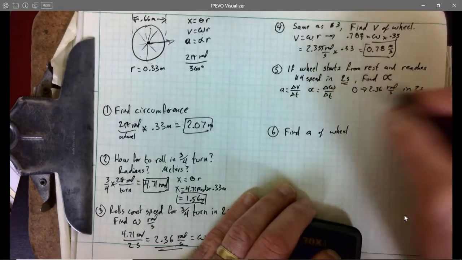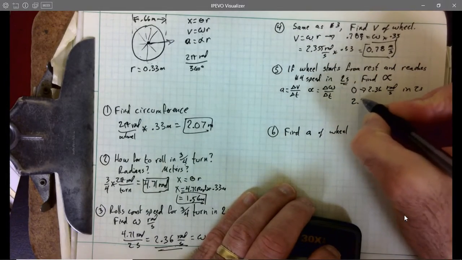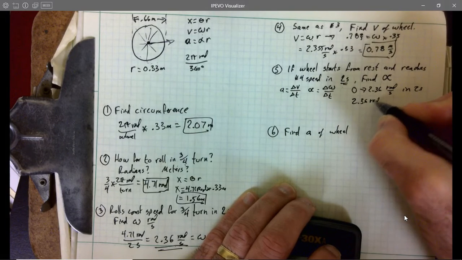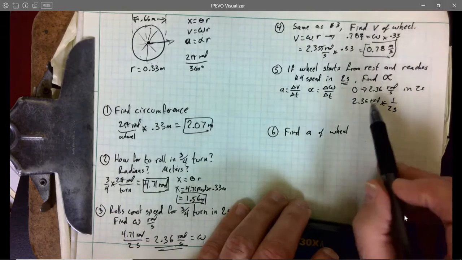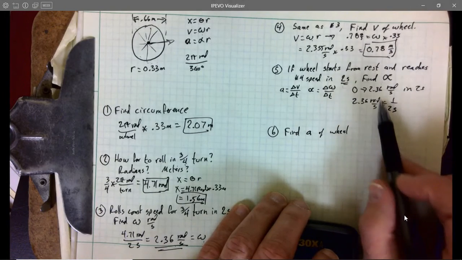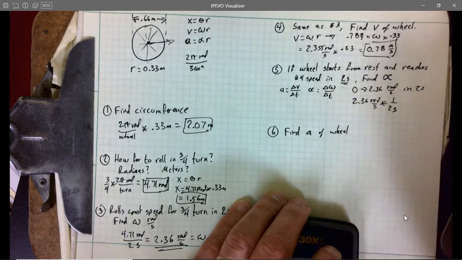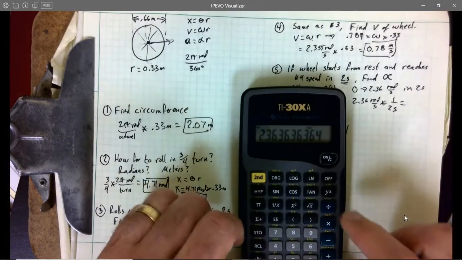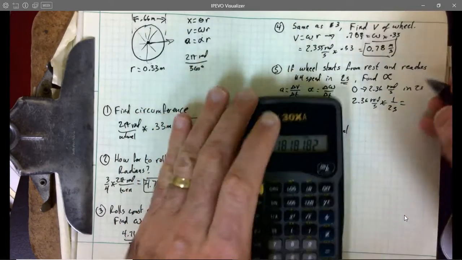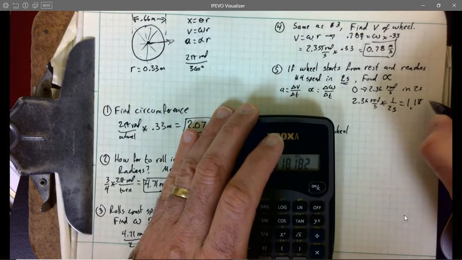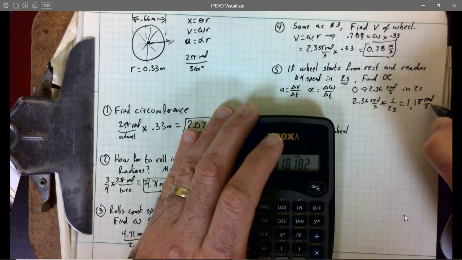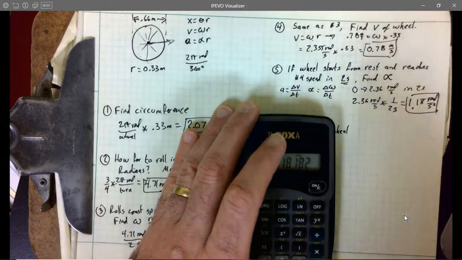So we will say 2.36 radians per second times 1 over 2 seconds. So the change in angular velocity divided by the change in time, and this comes out to be 1.18 radians per second squared. Okay.